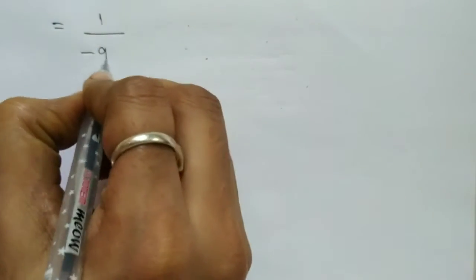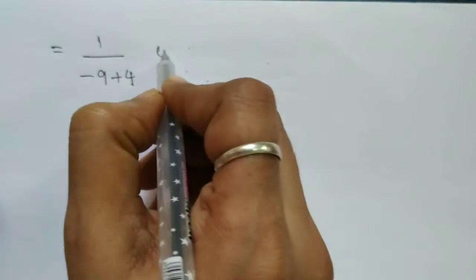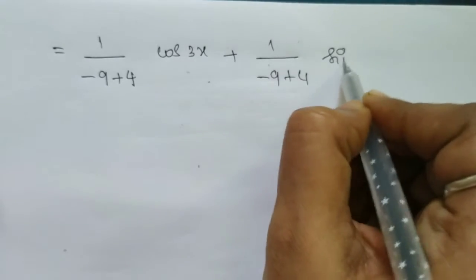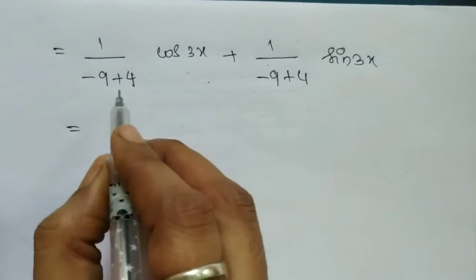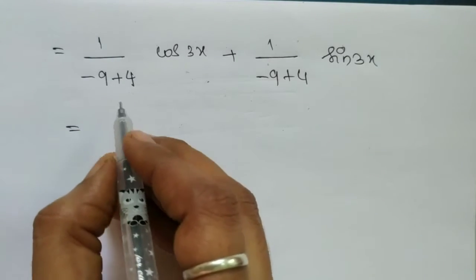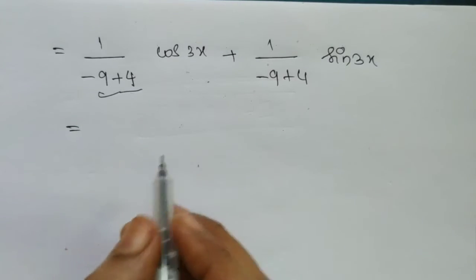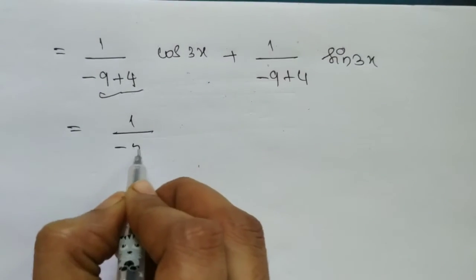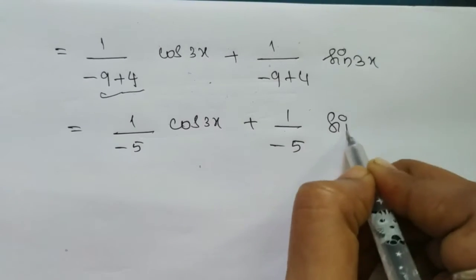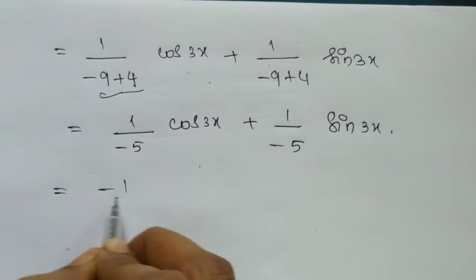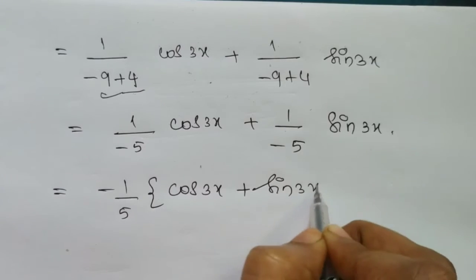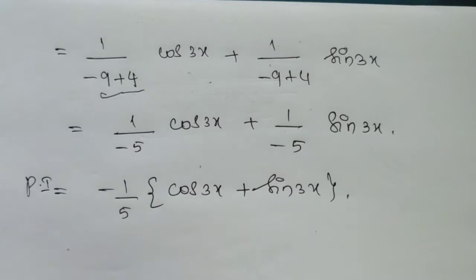1 by minus 9 plus 4 cos 3x plus 1 by minus 9 plus 4 sin 3x. So therefore here 1 by f of minus a square is not equal to 0. So this belongs to case 1. So therefore here minus 1 by minus 5 of cos 3x plus 1 by minus 5 sin 3x. So therefore minus 1 by 5 of cos 3x plus sin 3x. So this is our required particular integral.